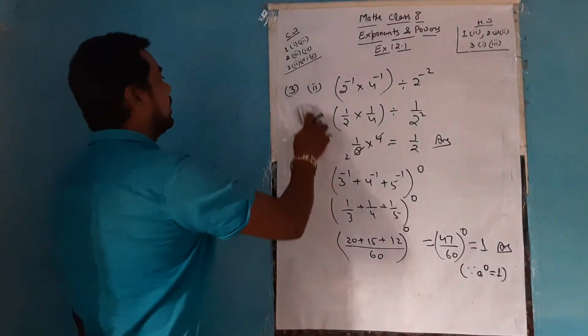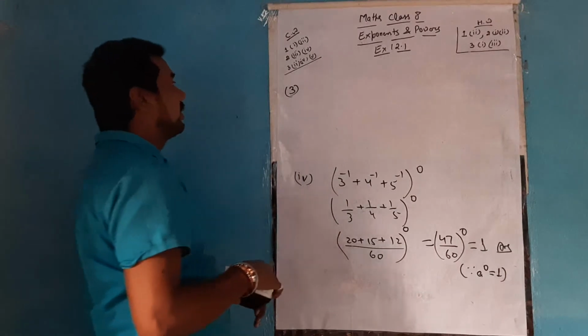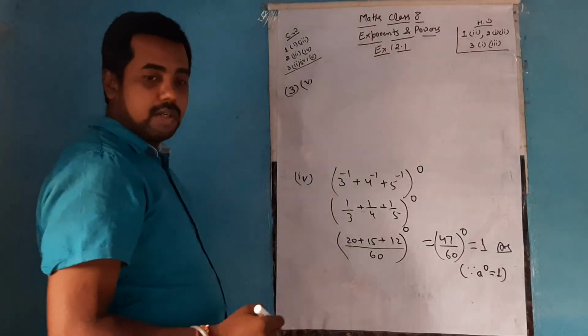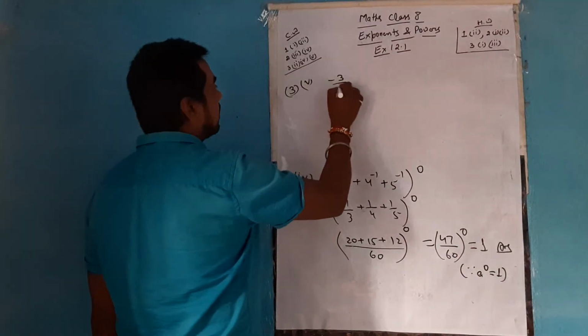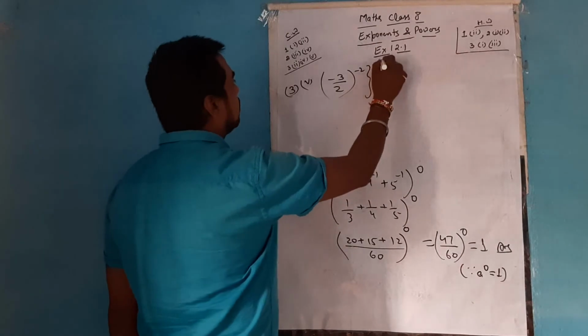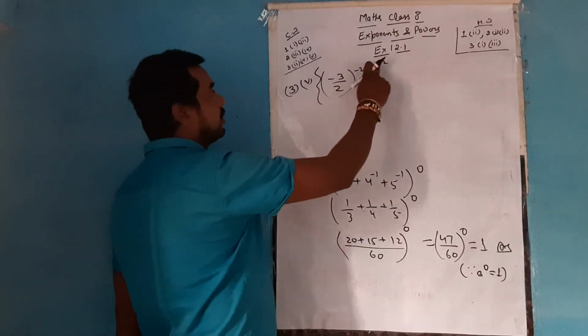This is the fourth part. Now we'll reach the fifth part. Fifth part says that (-2/3) to the power -2, to the power -2. Sorry, to the power 2.